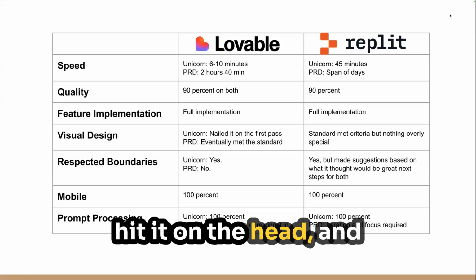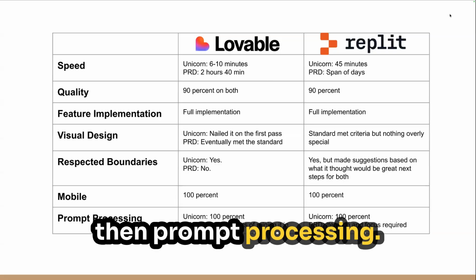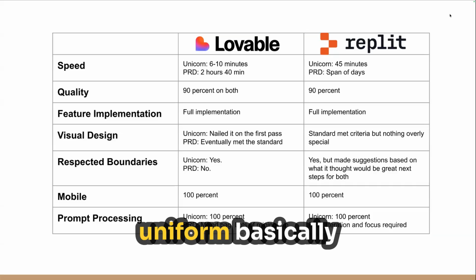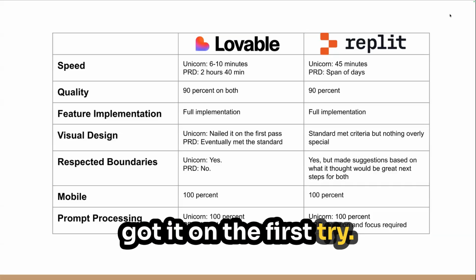Mobile, hit it on the head. And then prompt processing, there's just a lot of iteration and focus required with the PRD, whereas the unicorn basically got it on the first try.